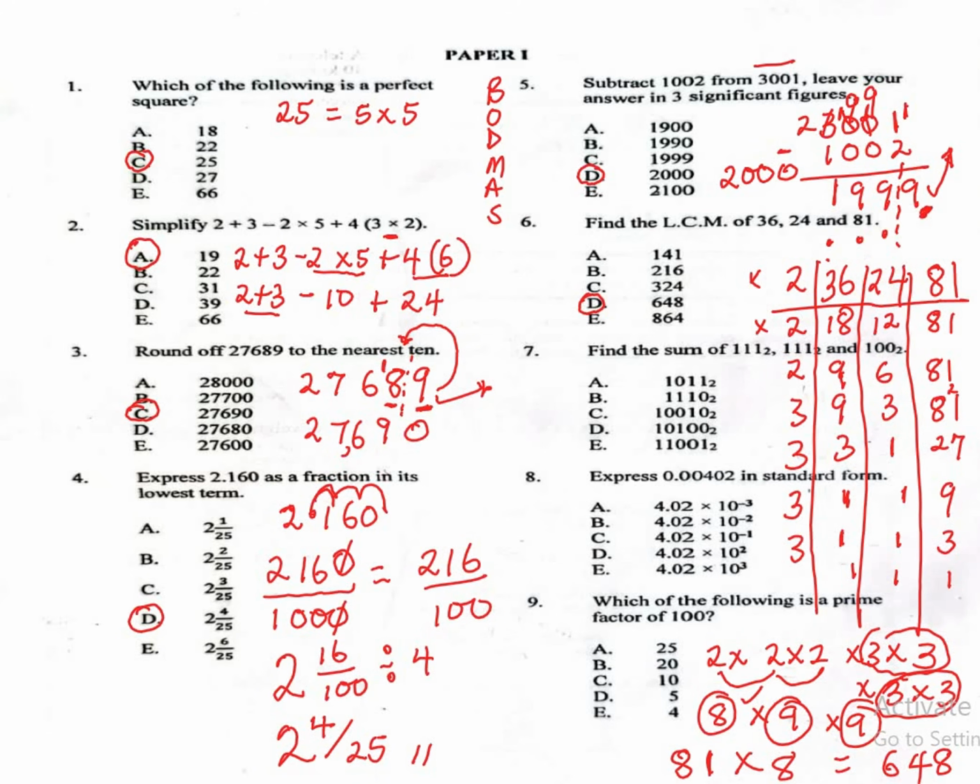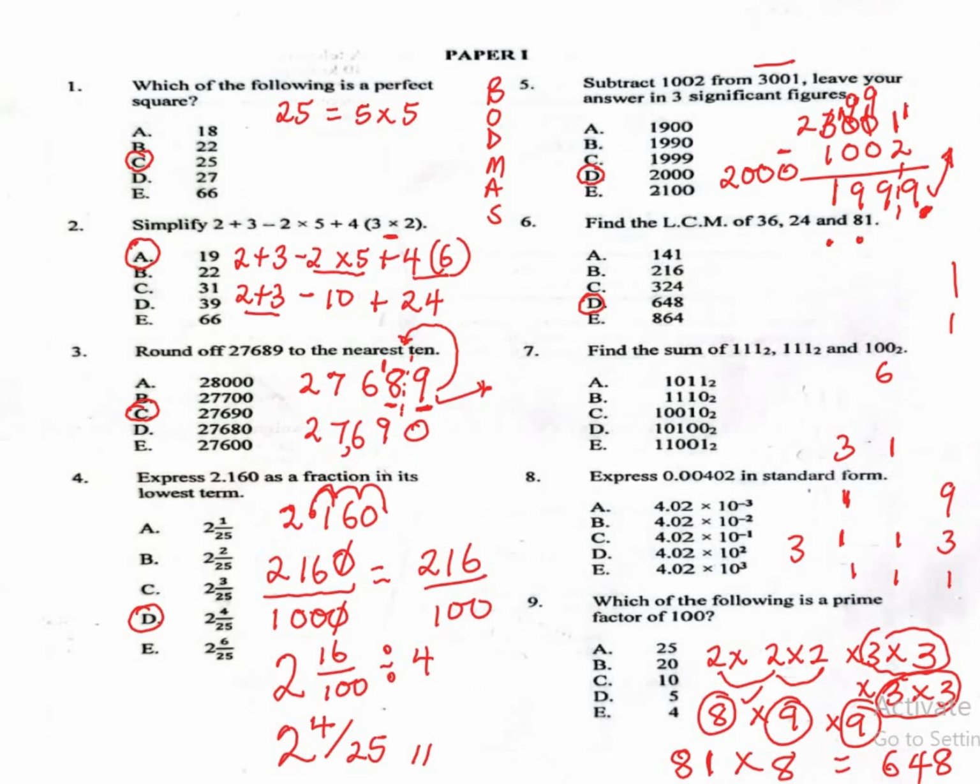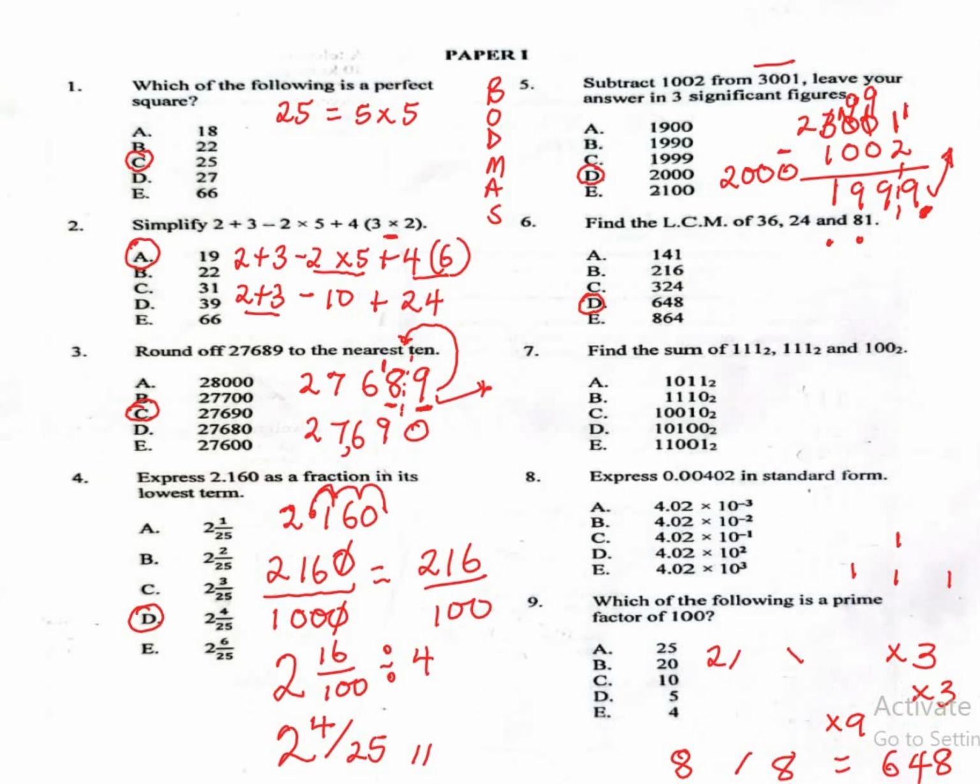All right, now the next question is number 7, which is on base 2. Let's create space for it. This question says, find the sum of 111 base 2 plus 111 base 2 plus 100 base 2. 1 plus 1 is 2.